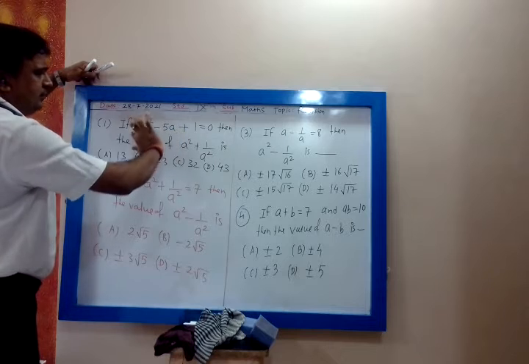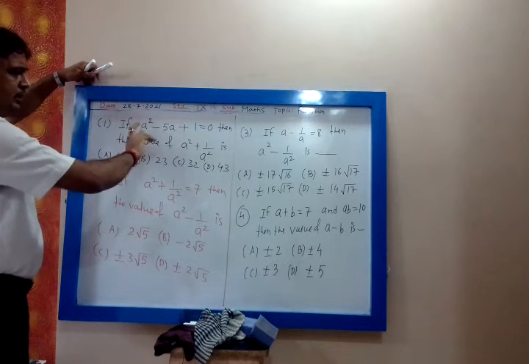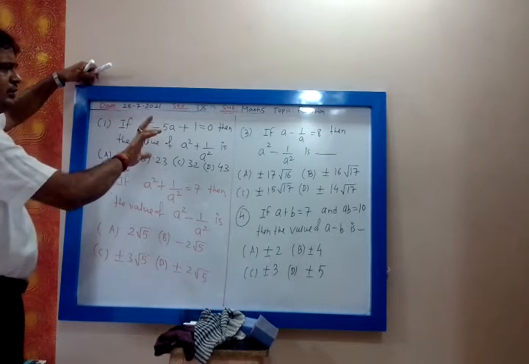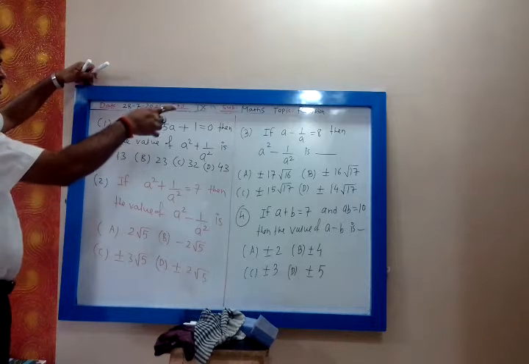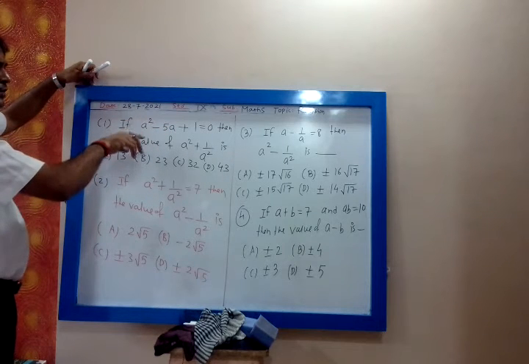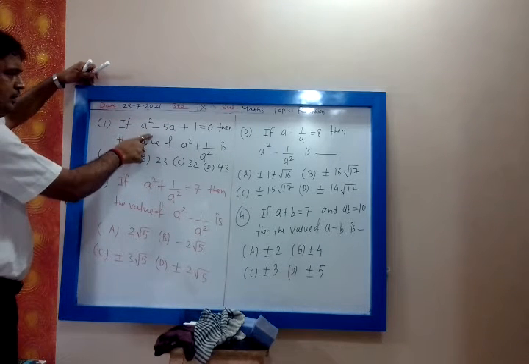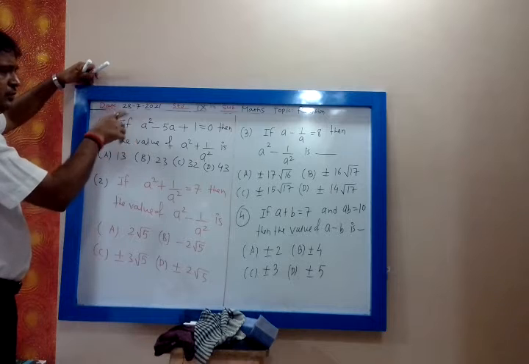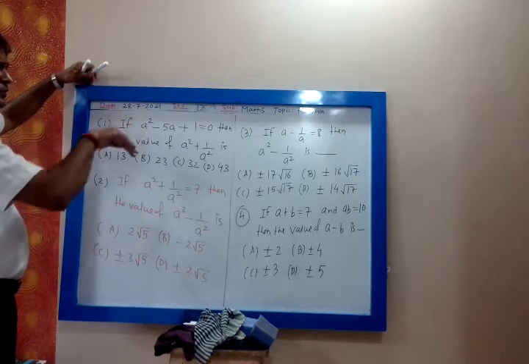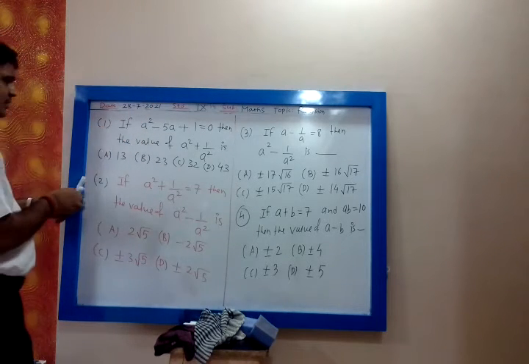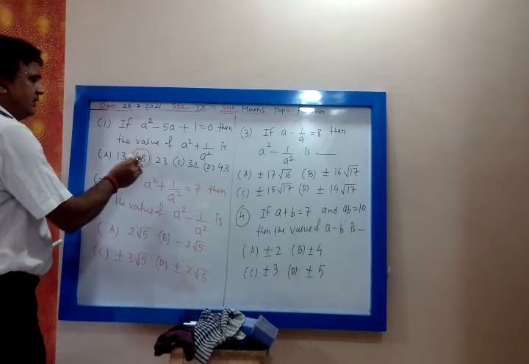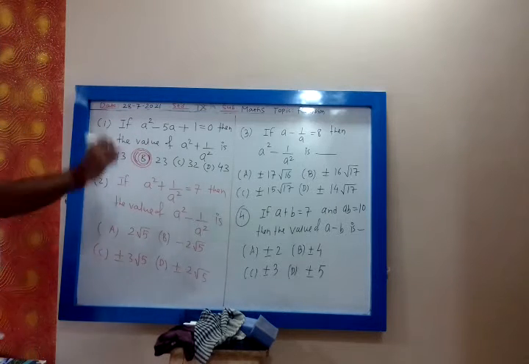A plus 1 upon a will be 5. Then you will consider a plus 1 upon a whole square: a square plus 1 upon a square plus 2. Then a plus 1 upon a is 5. 5 square is 25. 25 minus 2 is 23. The correct answer is 23. Yes, the correct answer is 23.